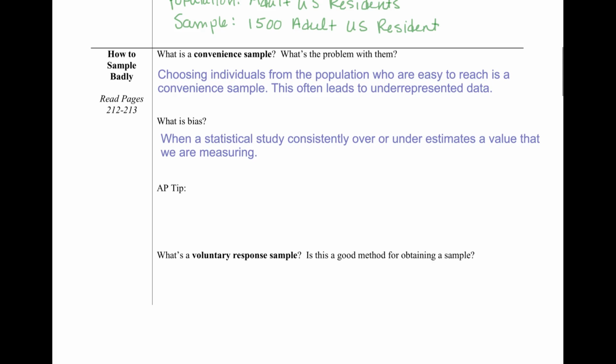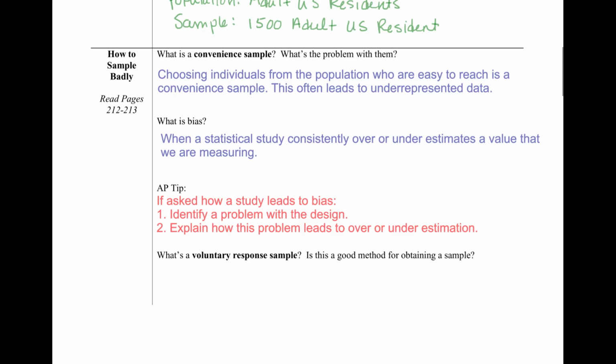So I'm going to give you an AP tip. When you have questions on the AP exam, what should you be explaining? On the AP exam, if you are asked how a study leads to bias, you need to do these two things. First, identify some problem with the design of the study. And two, explain how that leads to over or underestimation. We're going to look at some examples in a moment that will make more sense.